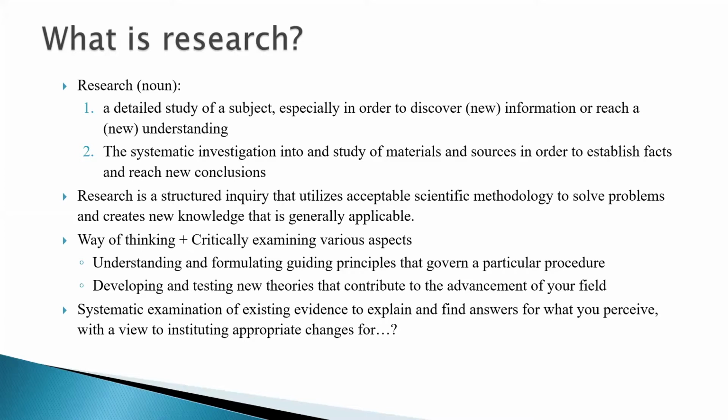And a systematic investigation is basically further making that detailed study more evident, in terms of saying that it's a systematic investigation of the materials and sources. So these materials and sources are essentially what comes under your literature review. What do you have at your disposal in order to be able to establish new facts and new conclusions? Because you already have people who have established certain findings and facts. What else can you add to literature?